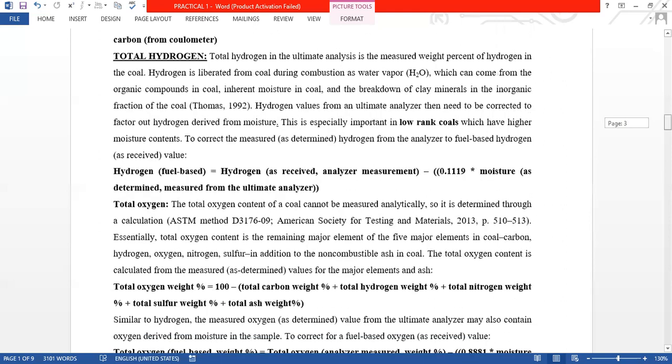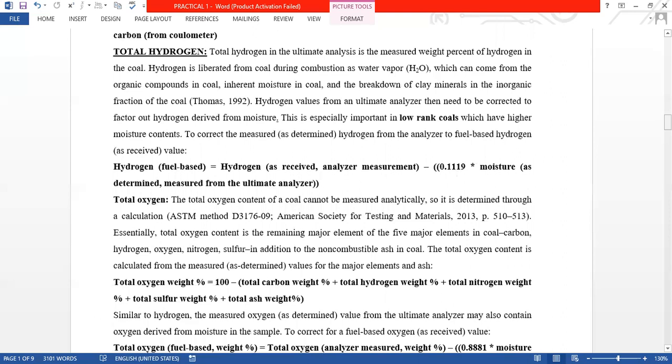Total hydrogen is also measured as the weight percentage of the hydrogen in the coal. The hydrogen is liberated from the coal during combustion as water vapor, which comes from the organic compounds in the coal. To get the correct measurement, the analyzer hydrogen is converted to a fuel-based hydrogen value as follows: hydrogen, fuel-based, is equal to the hydrogen analyzer measurement minus 0.119 times moisture. This is how we determine the total hydrogen from the ultimate analyzer.